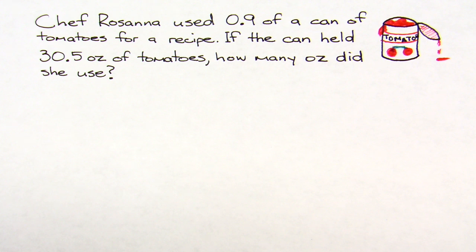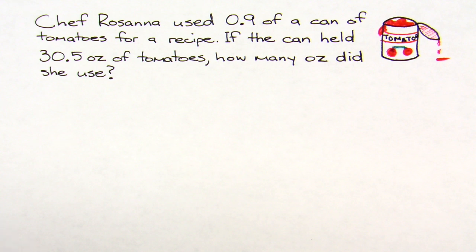Alright, so you paused the video, you read this problem, you solved it, you have your answer, hopefully with a label, and now we're going to take you through the problem and see if you are correct. Our problem was: Chef Rosanna used 0 and 9/10 of a can of tomatoes for a recipe. If the can held 30 and 5/10 ounces of tomatoes, how many ounces did she use?